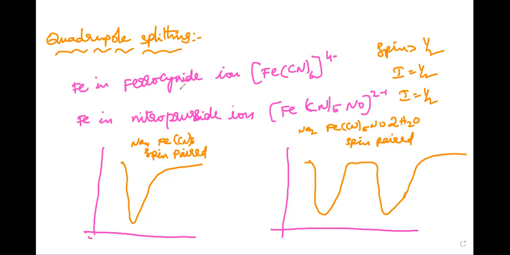This quadrupole splitting occurs due to the asymmetry of the electrons. Okay, those are the applications of Mössbauer spectroscopy.